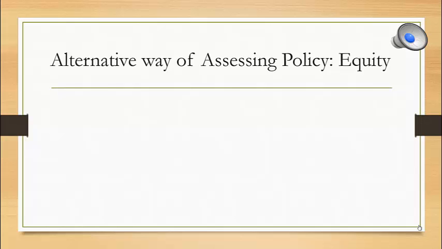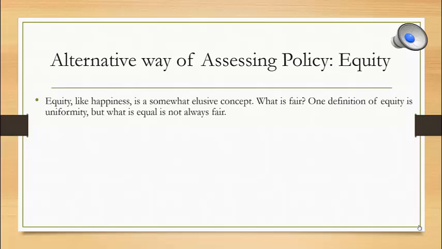An alternative way of assessing policy is with equity. And so equity, like happiness or like many of the other things that we talk about as important in life, is a somewhat elusive concept. The reason that it's elusive is that we don't necessarily have definite explanations of what is fair.